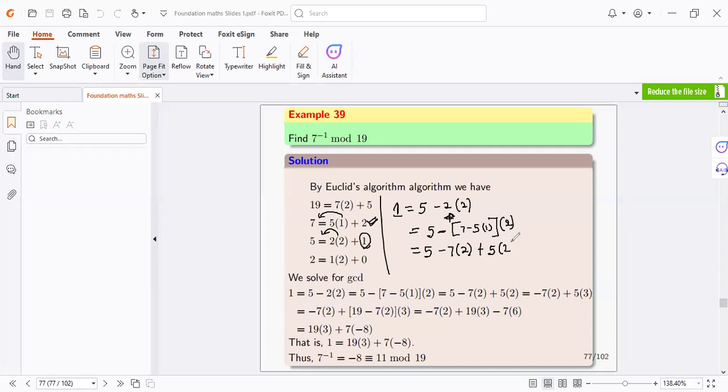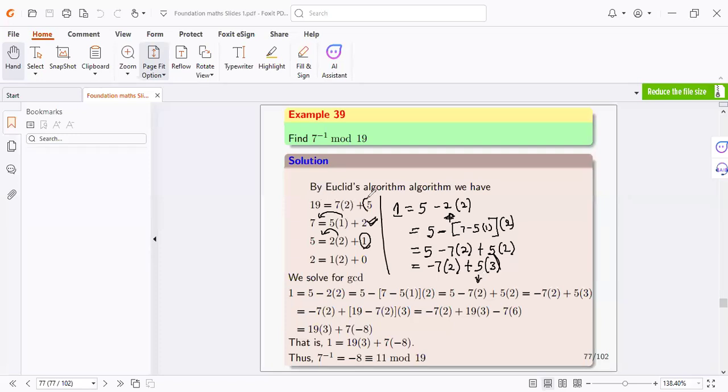Then 2. The like terms together, the 5. Let me write first of all negative 7 multiplied by 2. And then the 5 put together, I have 5. Then that gives me 3. So now I'm left with this 5 to substitute.